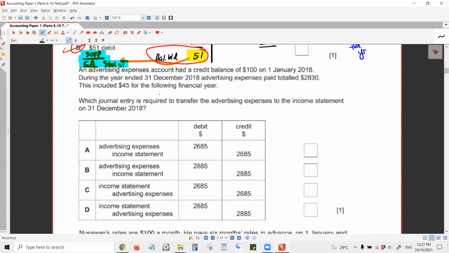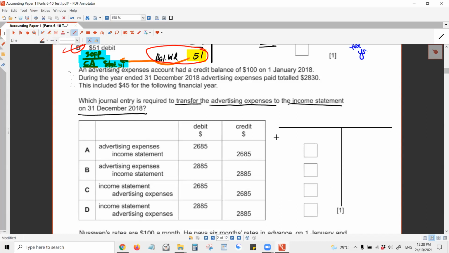Which journal entry is required to transfer advertising expenses to the income statement on 31st December 2018? Okay, not easy here. Look carefully. Based on what I can see here, I think we can do an advertising expense account here. Never think that an MCQ question means staring at the question, processing in your mind, then you circle. Most likely you will circle the wrong answer, I can guarantee. Always write down the workings to help you find the answer easily.